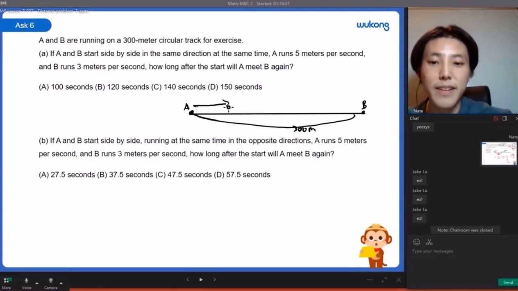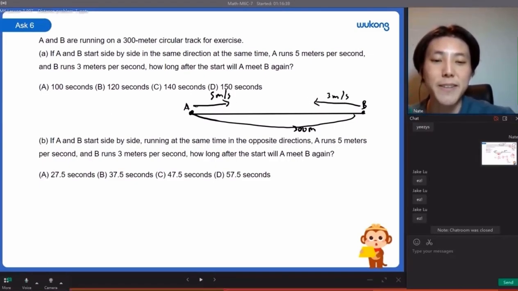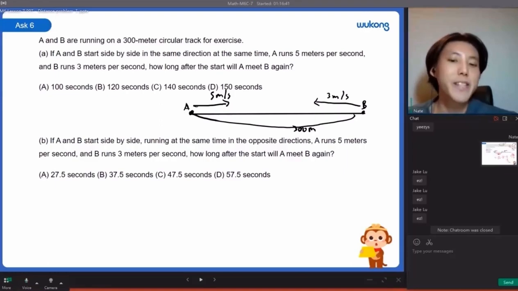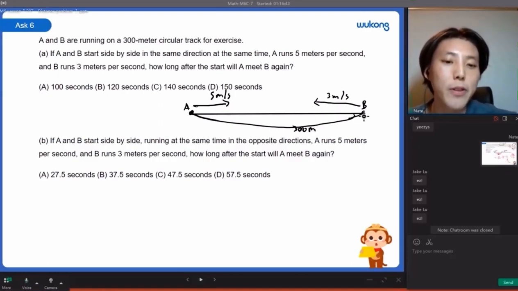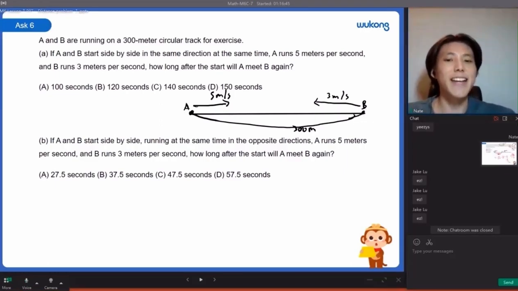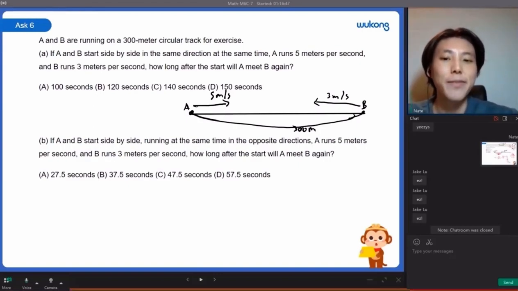And they're going to travel in this direction. A runs 5 meters per second, B runs 3 meters per second. The reason why it's 300 meters is one revolution, because if you're looking for another time that they're going to meet, A traveled 300 meters anyway, so he already made one lap.